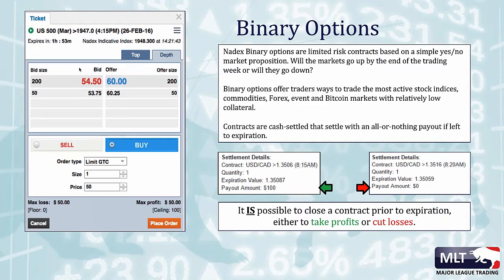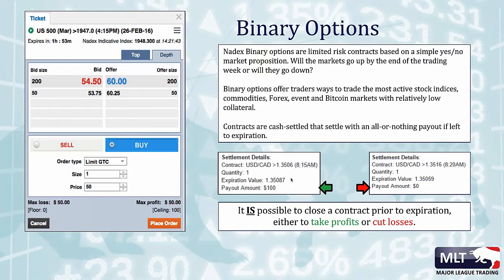But they are limited risk contracts based on a simple yes or no market proposition, like will the markets go up at the end of the trading week or will they go down? And binary options offer traders ways to trade the most active stock indexes, commodities, forex events, and even Bitcoin markets with relatively low collateral. They're cash settled with an all or nothing payout, meaning you either are going to get the full value of the contract at expiration if you are correct on your assumption, or you will not receive anything. So I have two examples here with contract prices and expiration prices to show you guys what that would look like.